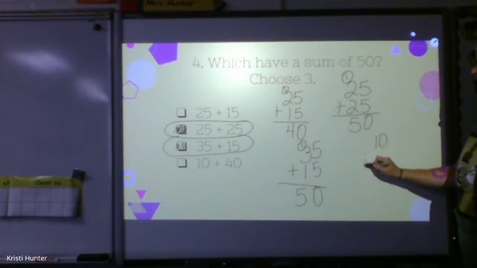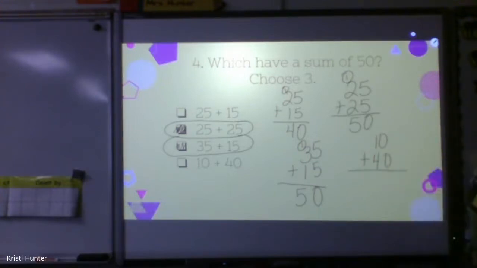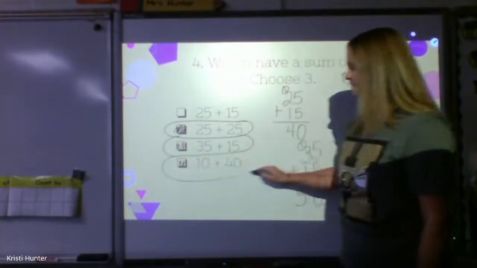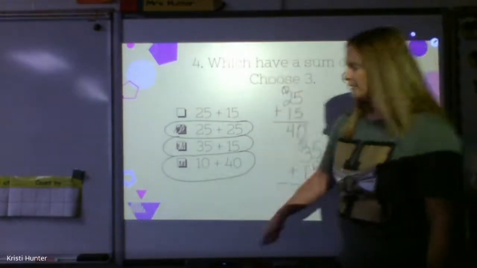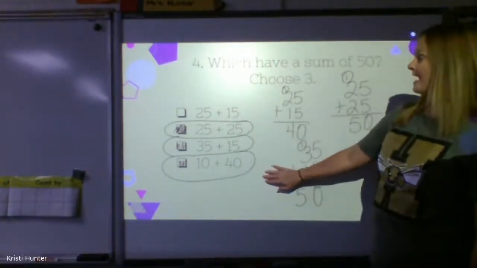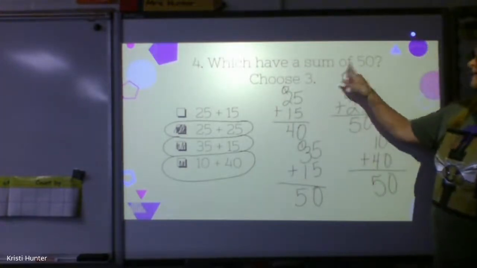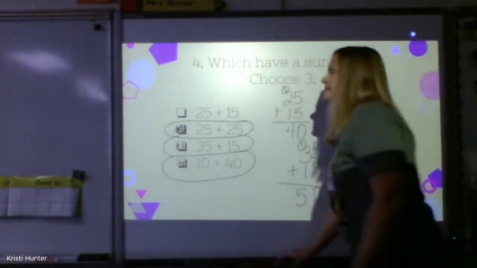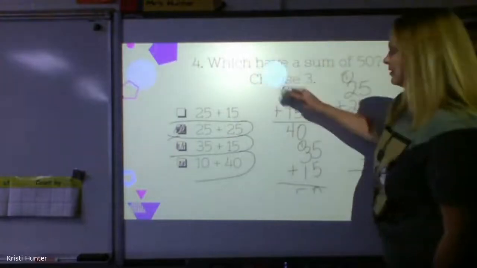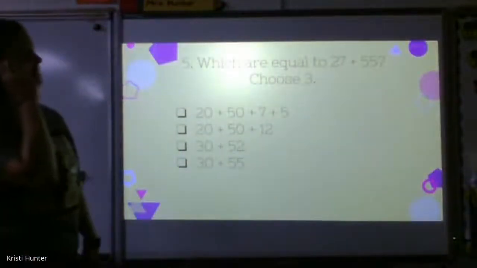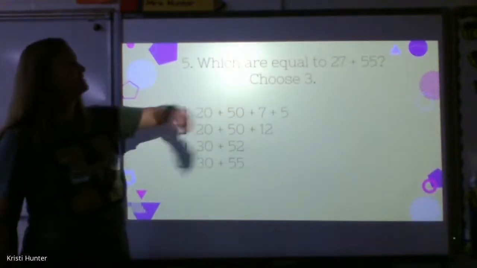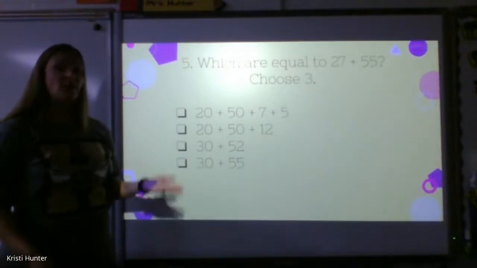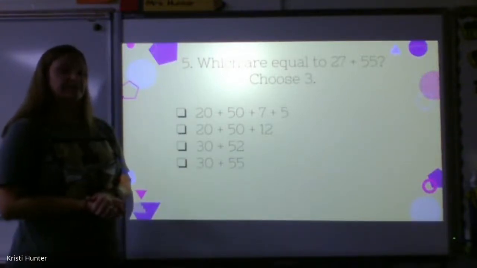And the last one, 10 plus 40, you probably didn't even need to stack that one up. You know from doing your daily count that that one also equals 50. So for number 4, these should be the 3 equations you have written down that equal the sum of 50. Remember, sum means the answer when we add. Right? Let's take a look at number 5 now. Number 5 is another choose 3. It says, which are equal to 27 plus 55? Go ahead and pause your video, work this out, and we'll be back to check out your answer.